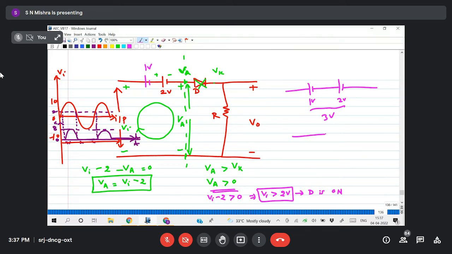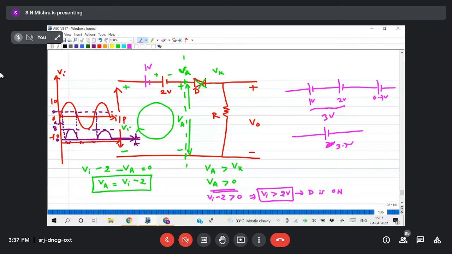So I can change this one to 3 volt. Now silicon diode means it is again 0.7 volt. So it will be 3.7 volt, like that. 3.7.